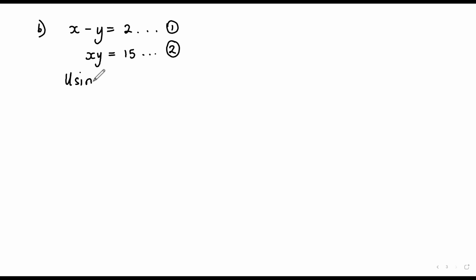So using equation 1, I'm going to make x the subject. So if x minus y is equal to 2, then x is equal to 2 plus y. All I did is I moved minus y from the left-hand side to the right-hand side of the equation. And when you move a term from one side of the equation to the other side, you do the opposite of the operation. So since it's x minus y, it will be 2 plus y, right? So this is equation 3.